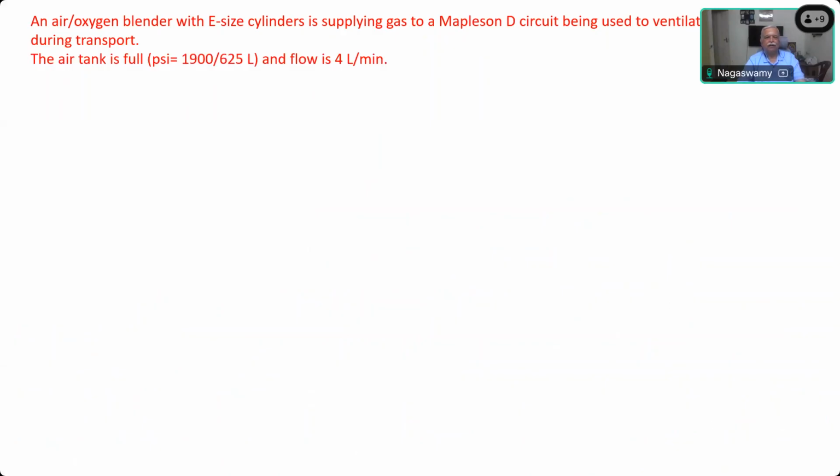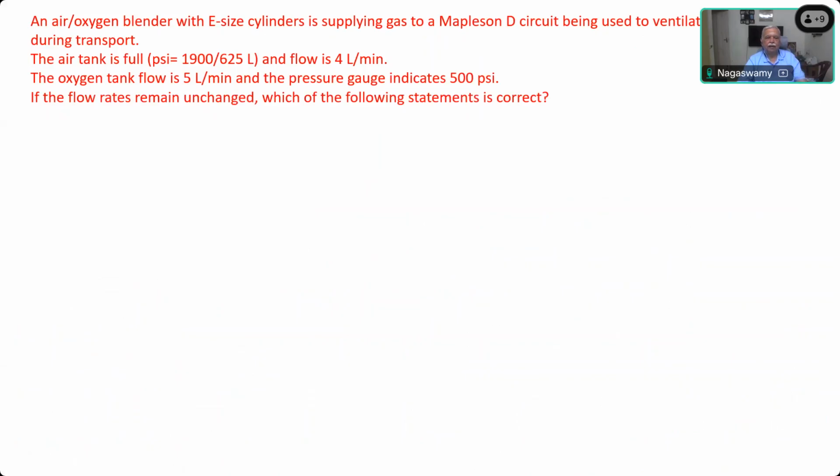625 liters, and the flow is 4 liters per minute. Oxygen tank flow is 5 liters per minute, and the pressure gauge indicates 500 psi. The flow rate remains unchanged. Which of the following statements is correct? Multiple choice question. A: The air tank will empty in 90 minutes.